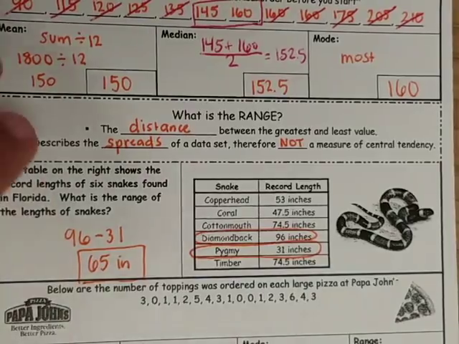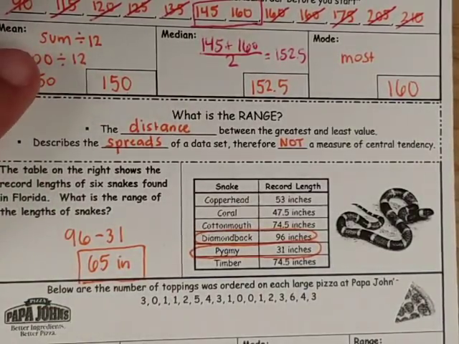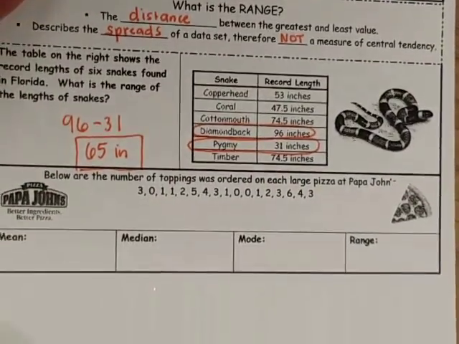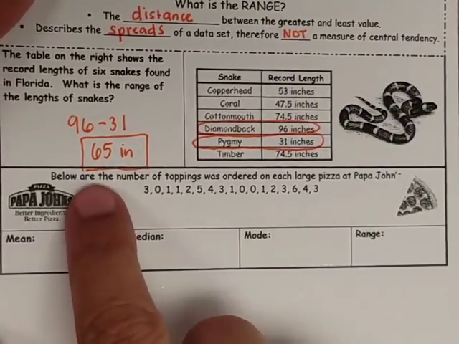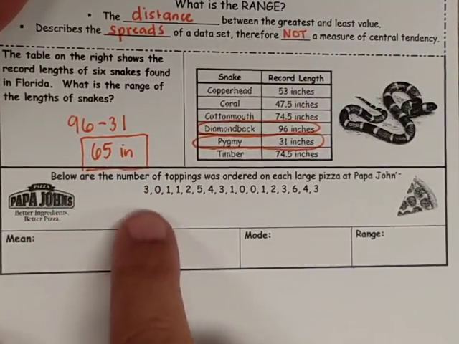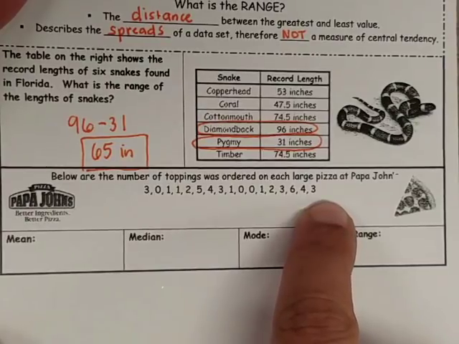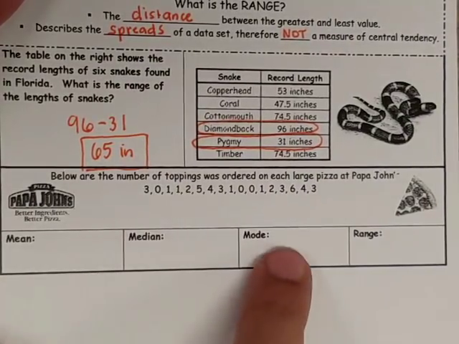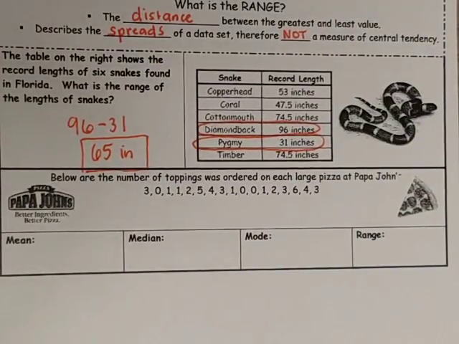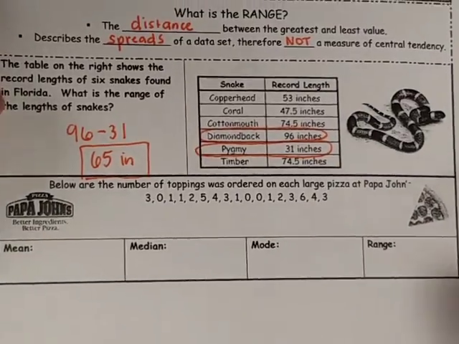Okay. So that's how you find all 4 pieces of data: mean, median, mode, range, or MMMR. So what I would like for you to do is go ahead and try the Papa John's pizza. Make sure you put these in order, least to greatest, and then find the mean, median, mode, and range. And then when I put the answer key up, you can check that.